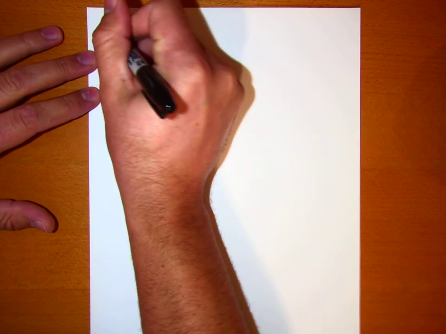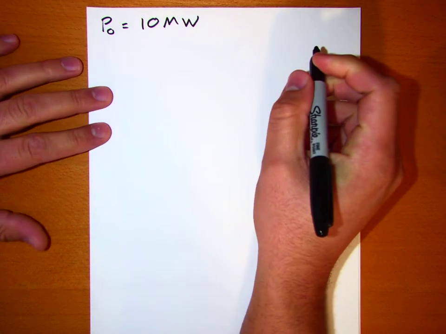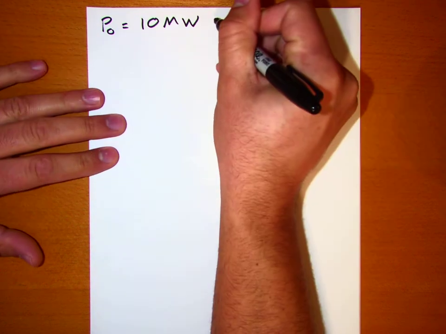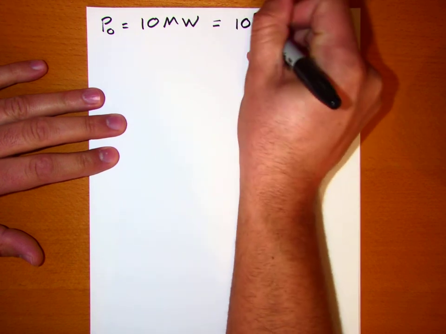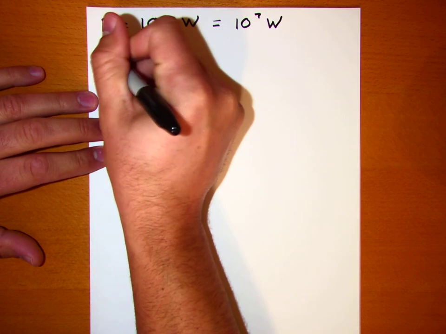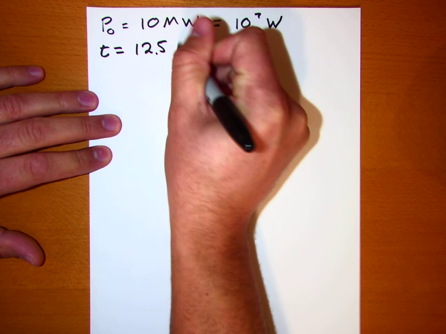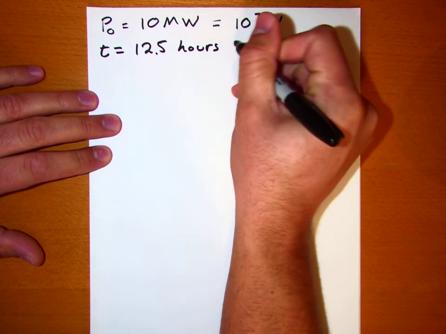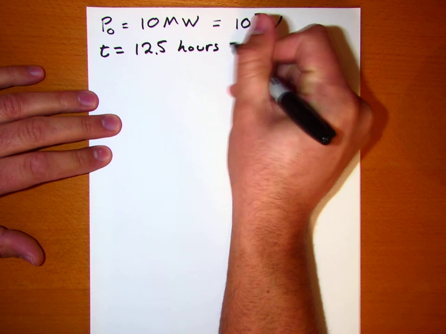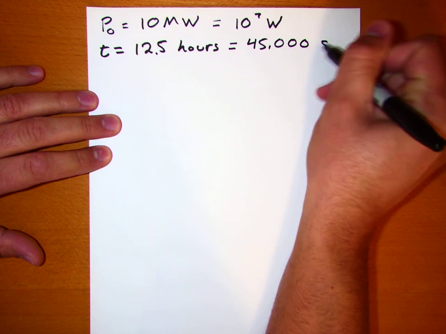Okay, so before we start, let's write down what we've got. We know that this power plant is generating 10 megawatts of electricity. So I'm going to convert this to watts. 10 megawatts is 10 million watts, which is 10 to the 7th watts. We know this is happening over a period of 12 and a half hours. But when I'm dealing with power and energy, I'm probably going to want this in terms of seconds. So this is 45,000 seconds, right on the nose.